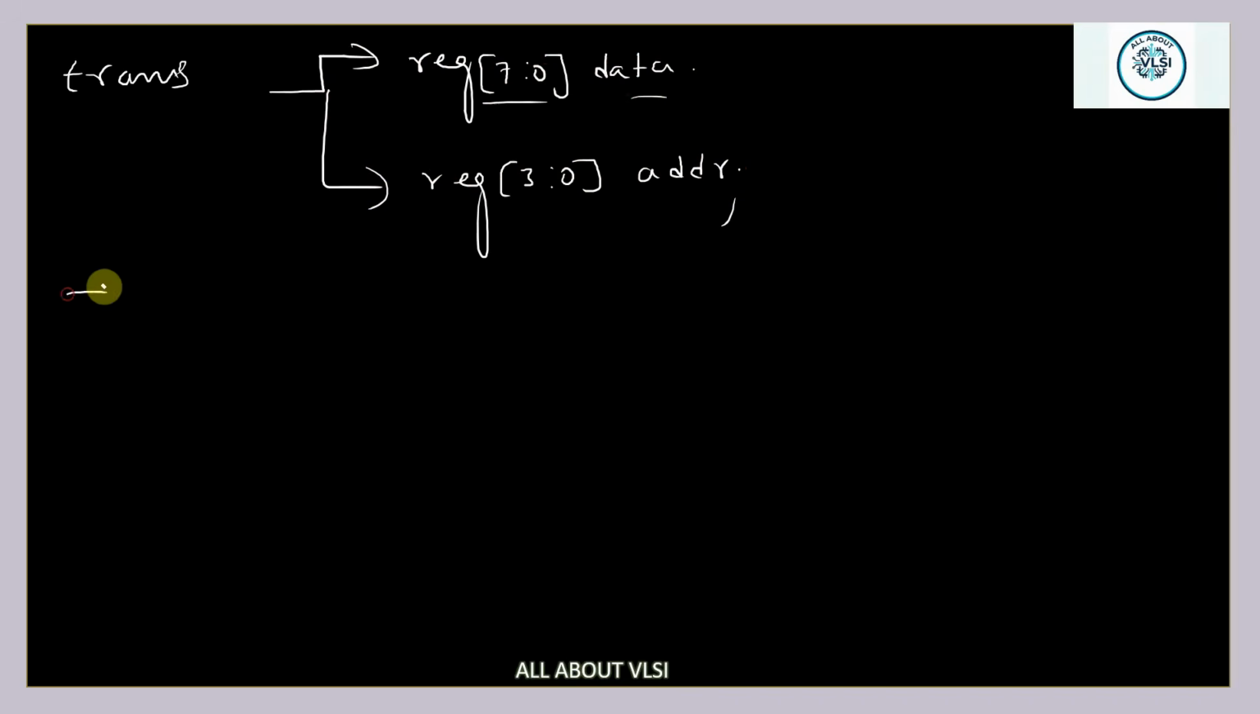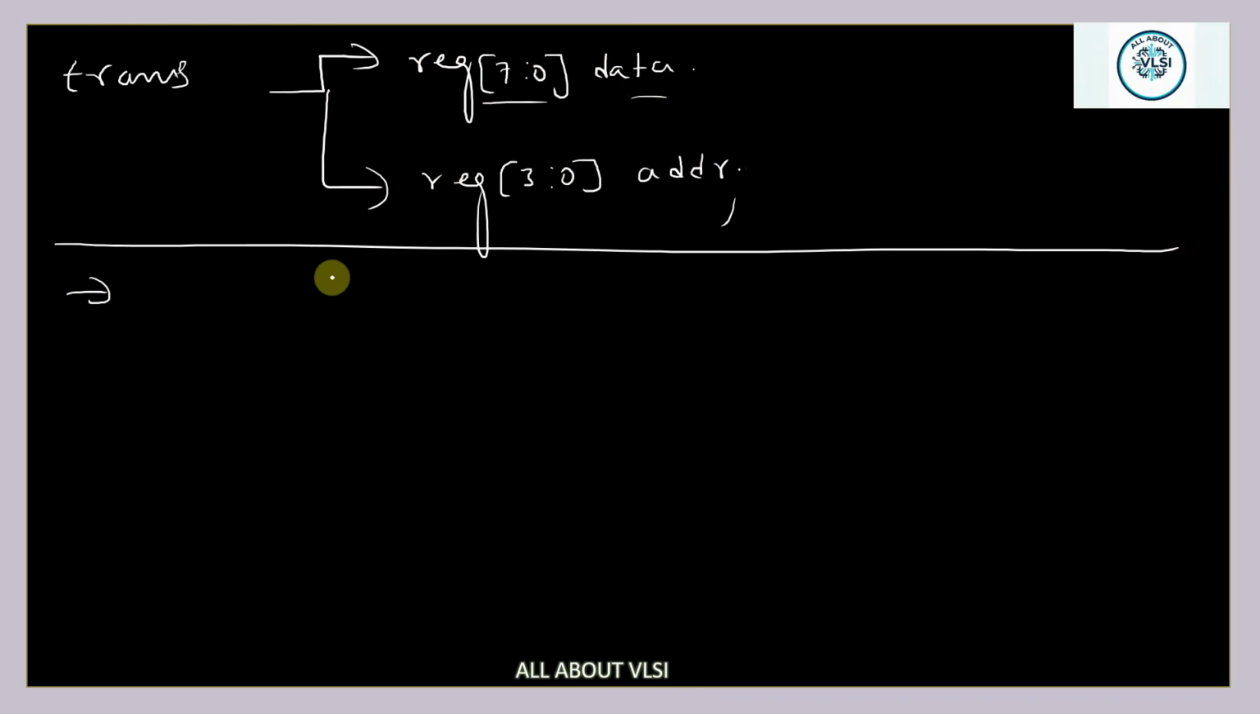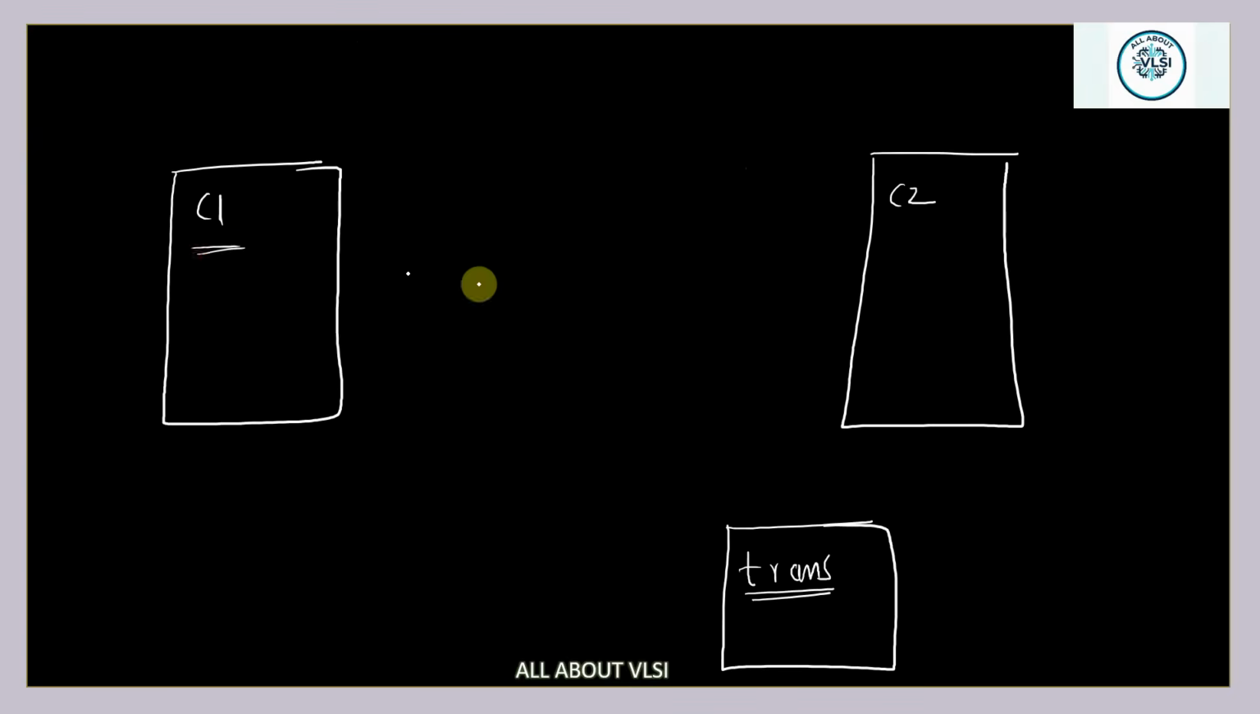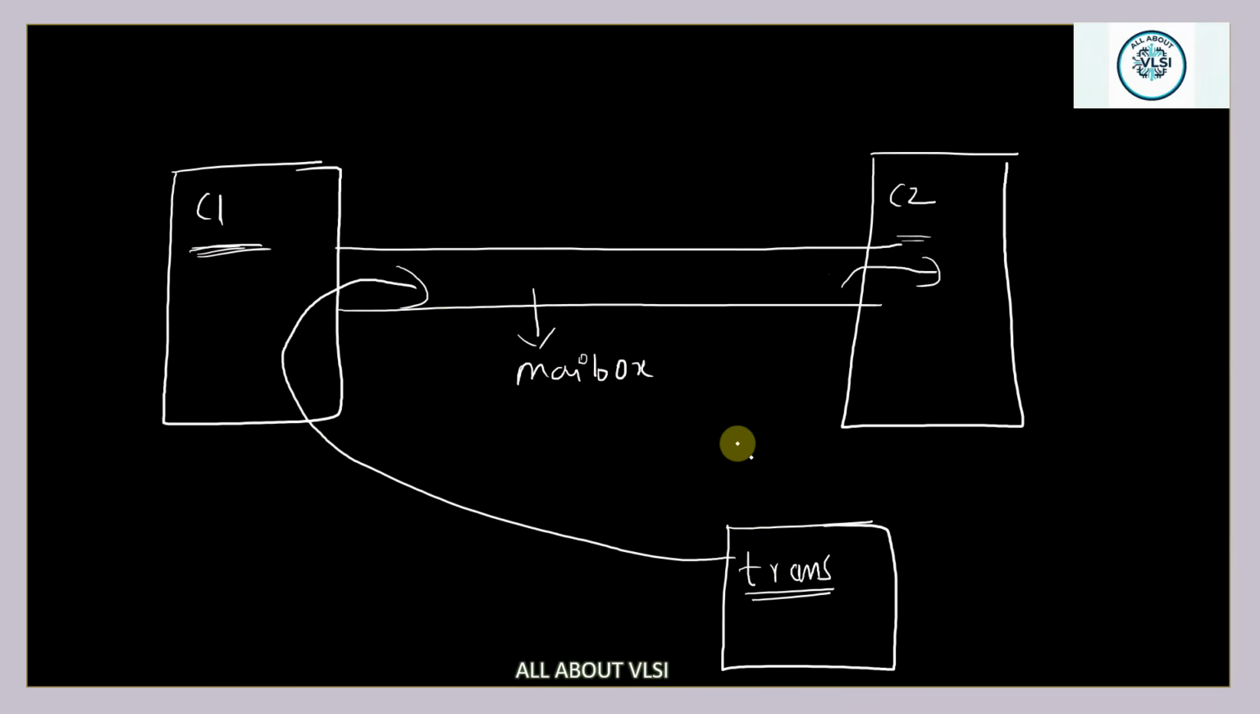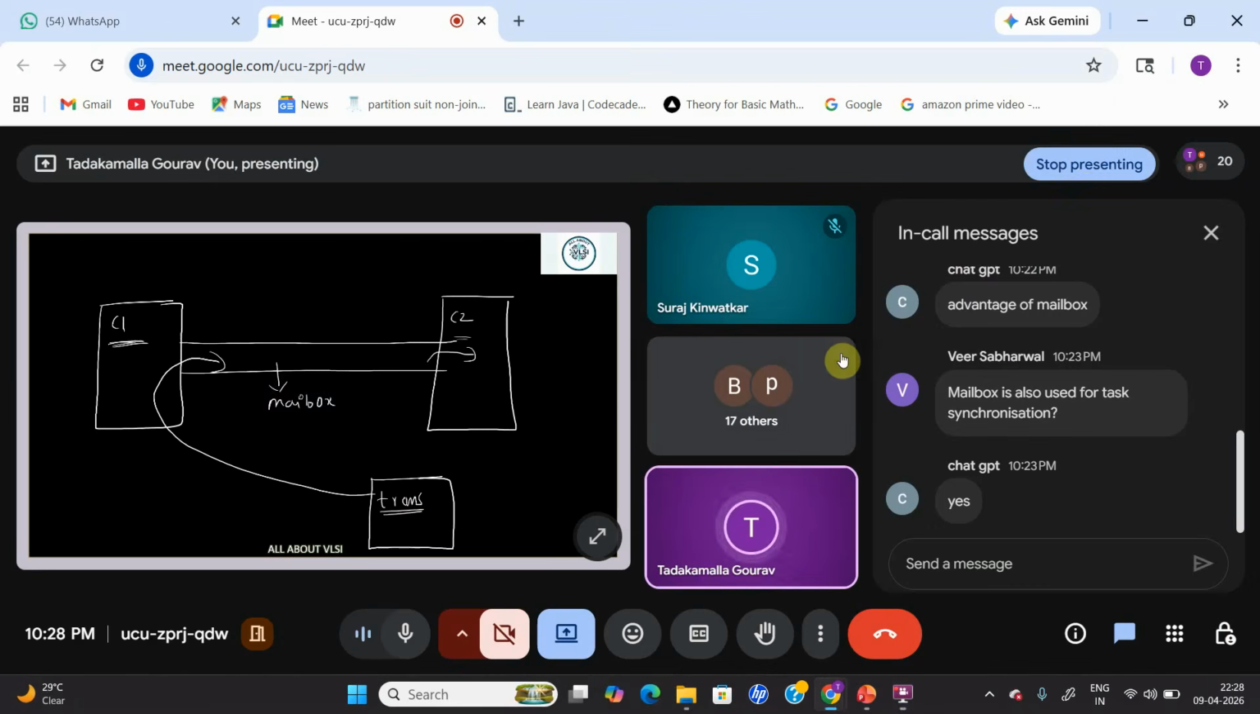Let me declare this class directly. Let me use EDA Playground further. This class C1 is going to send the data to class C2 via the mailbox. This is our requirement. So using my mailbox, what C1 should do is send this trans to the mailbox, and C2 will receive this trans object from the mailbox. This is the requirement that we need to fulfill. So let us see how to do this.